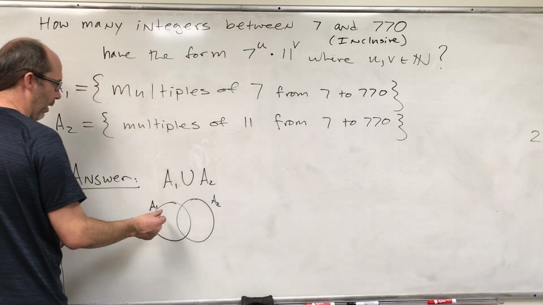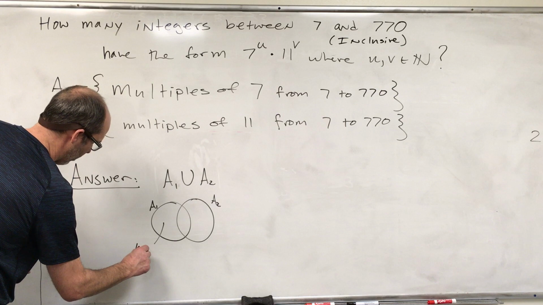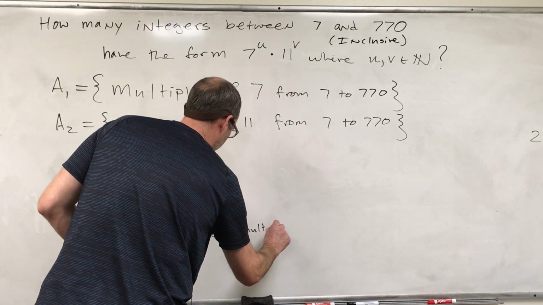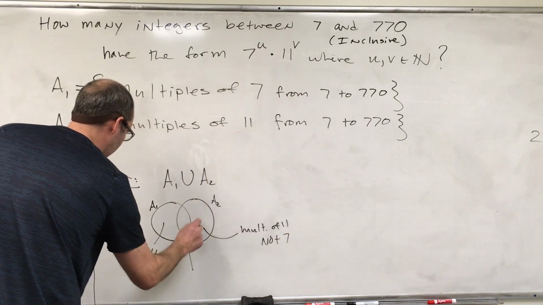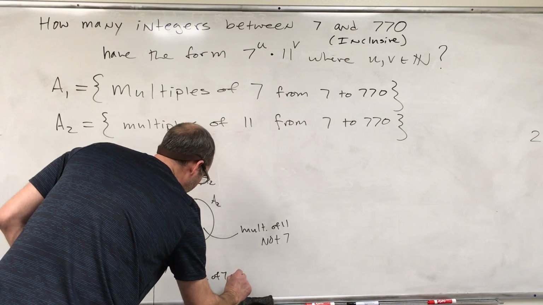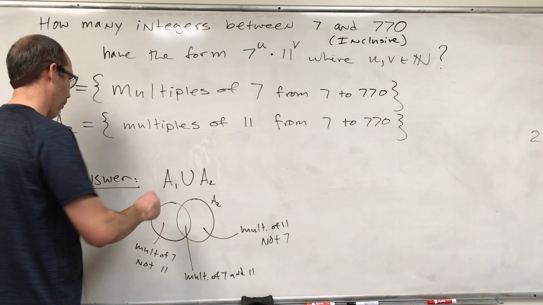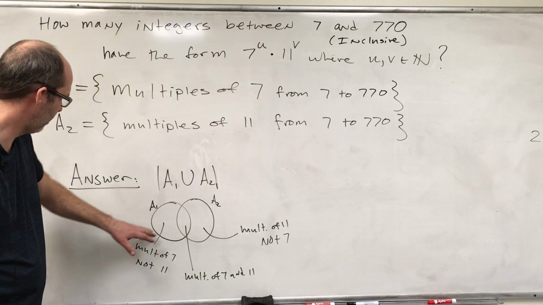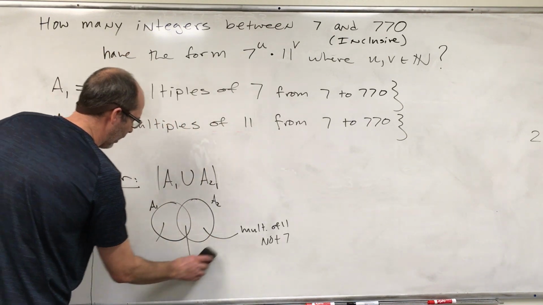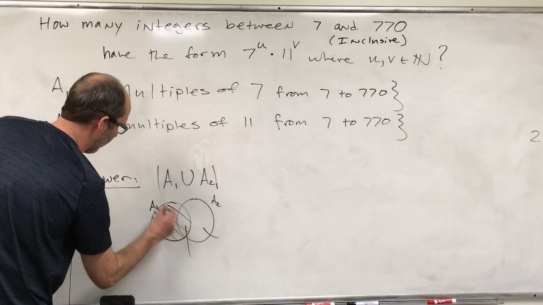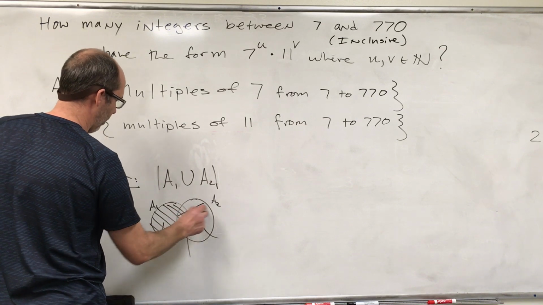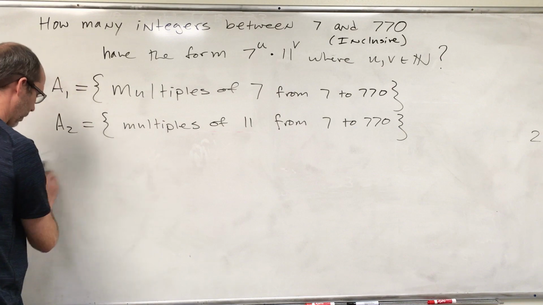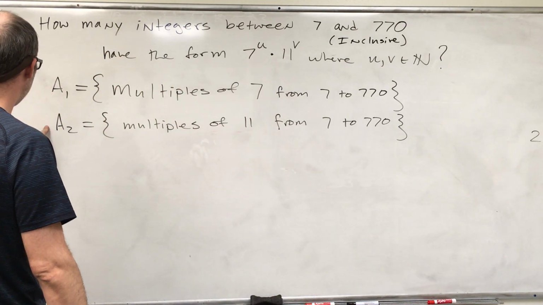We count all the ones that are multiples of 7 but aren't multiples of 11, all the ones that are multiples of 11 but not 7, and all the ones that are both multiples of 7 and 11. If we count that, then we'll get it. There's definitely going to be some overcounting: if we count everything in A1, we get all the multiples of 7 and 11 once, and if we count everything in A2, we get them again. So we need to figure out how many things are in A1, how many are in A2, and how many are in the intersection.